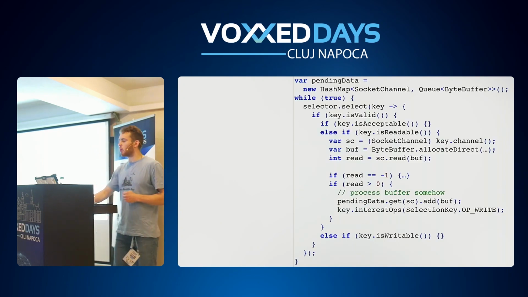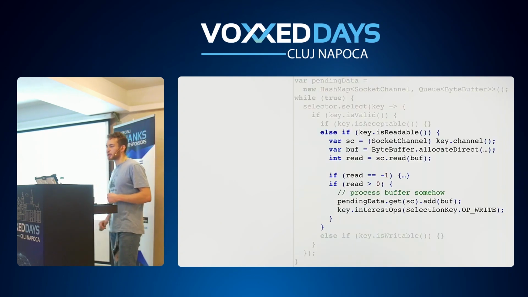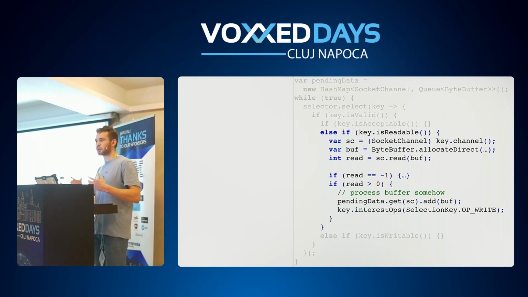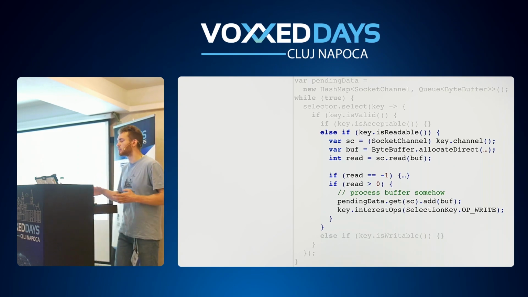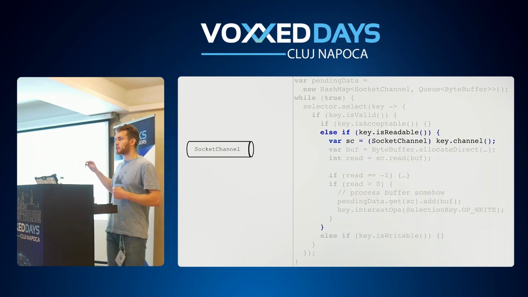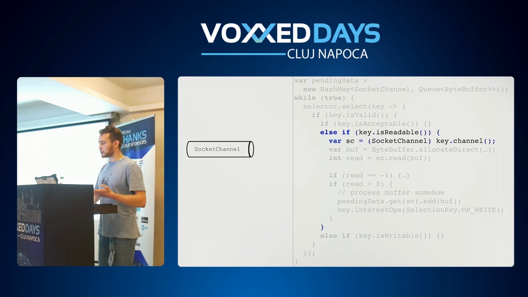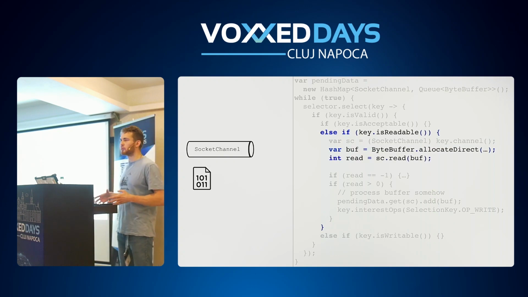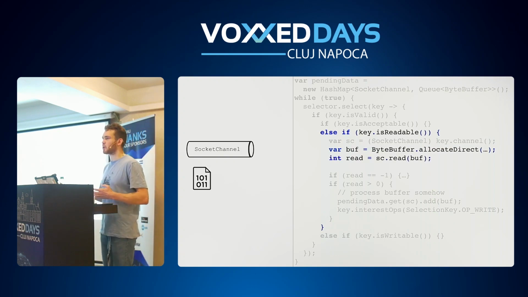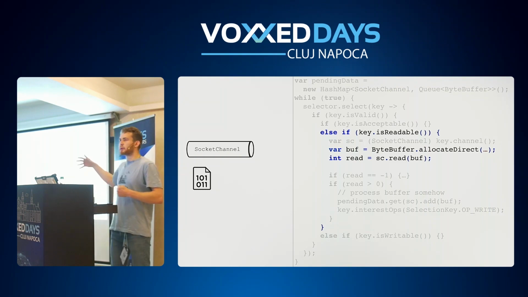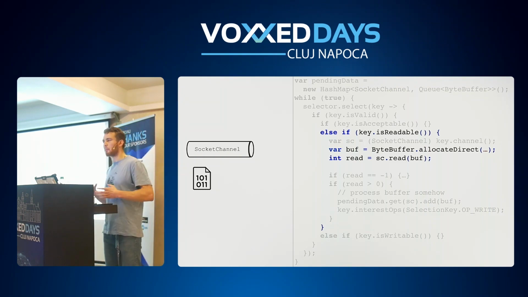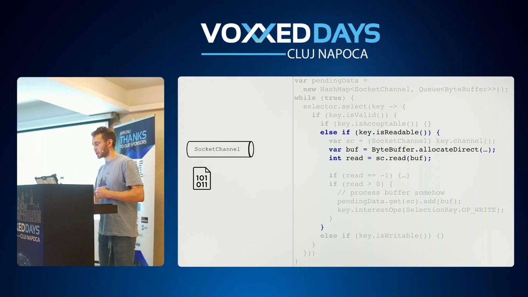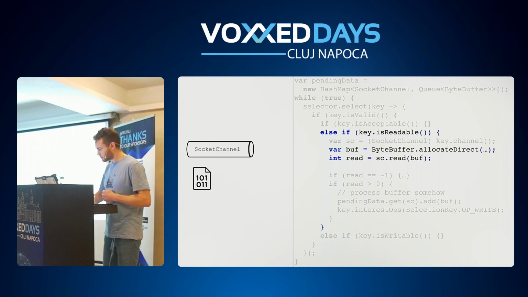Then the second part is, of course, data reading. So this is the next branch, which is data reading. In case we got some information that there is some data in our socket channel, we are going to first find our socket channel and retrieve it from the key. Then we allocate some buffer, because with NIO we got a notion called ByteBuffer in order to store some bytes in memory. And we are going to read some data into this buffer.